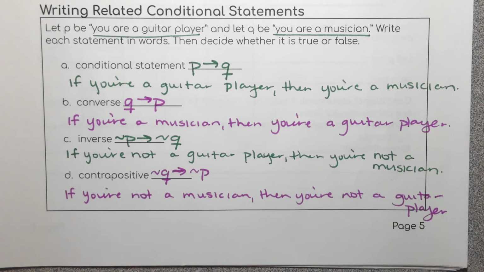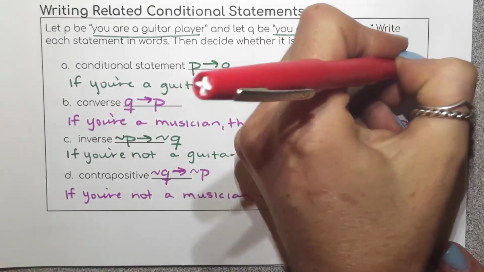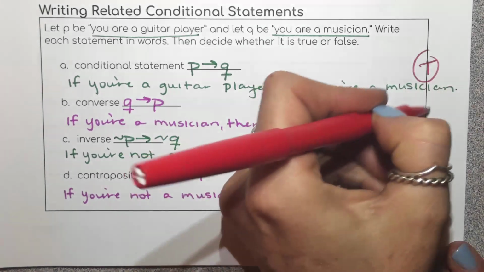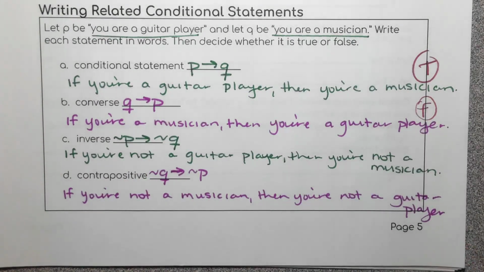All right. So, which of these are true? The first one: if you're a guitar player, then you're a musician. Is that true? Yeah. All right. I'm just going to put a T and circle it so that I know I did that one. The converse said, if you're a musician, then you're a guitar player. Why is it false? Right. You could play a different instrument and still be a musician.